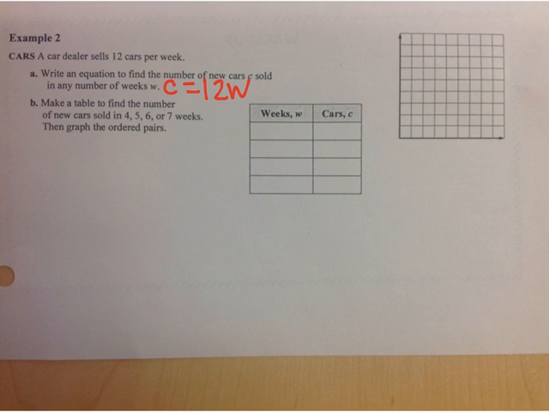And then after we figure that out, we need to graph our ordered pairs. So in our table, we need to figure out how many cars are sold for 4 weeks, 5 weeks, 6 weeks, and 7 weeks. Okay? And then we're going to substitute that number into our equation.